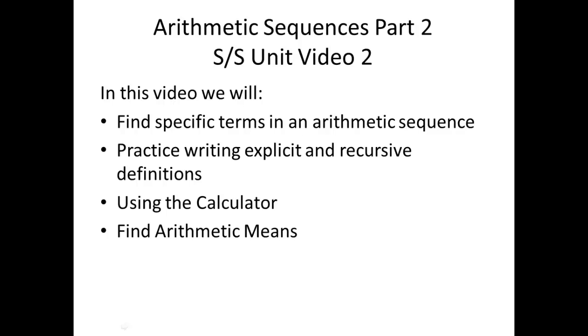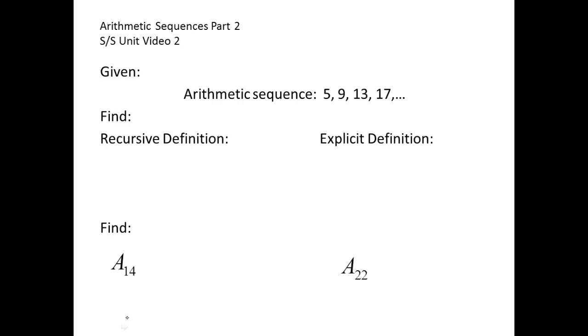We're also going to be practicing writing our explicit and recursive definitions and using those to find the terms that we need. I'm going to show you a couple features on your graphing calculator, and we'll also be looking for what we call arithmetic means, which is finding two numbers or multiple numbers in a sequence given sort of like bookends, and we need to fill in the middle part of the arithmetic sequence. So let's go ahead and get started on that.